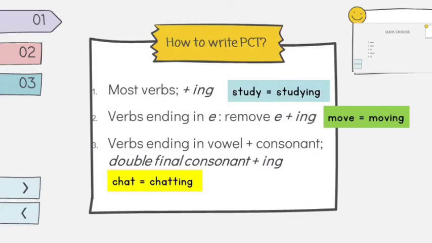How do we write present continuous tense? Many of you are wondering, how do we write the ing? Basically, we have three methods. The first one, for most verbs we add ing to the verb. For example, study, studying. The second one, for verbs ending in e, we remove the e and add ing. For example, move, moving. The last one, verbs ending in vowel and consonant. How do we write? We double the final consonant and add ing. For example, chat becomes chatting. We double the letter T, chatting, double T.